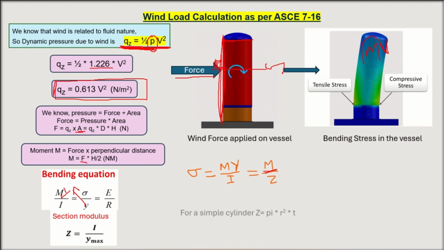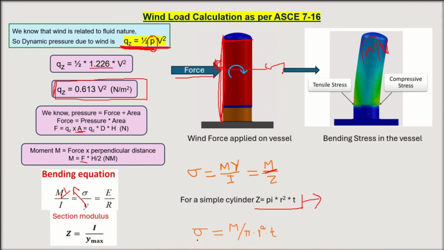We know that for a simple cylinder, Z is equal to pi r square T. This formula you can find in Dennis Moss book or other pressure vessel related books, guys. I took it from Dennis Moss. If you substitute this value in the stress equation, you have the formula stress is equal to M by pi r square T. So this is how we need to calculate stress which is caused by the wind, guys.